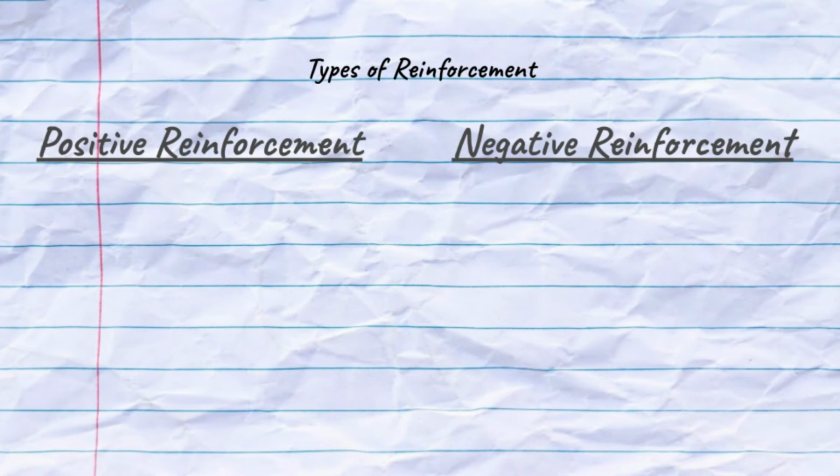Moving on to negative reinforcement, there are two main types. One is social negative reinforcement, also known as escape, and the other is automatic negative reinforcement.